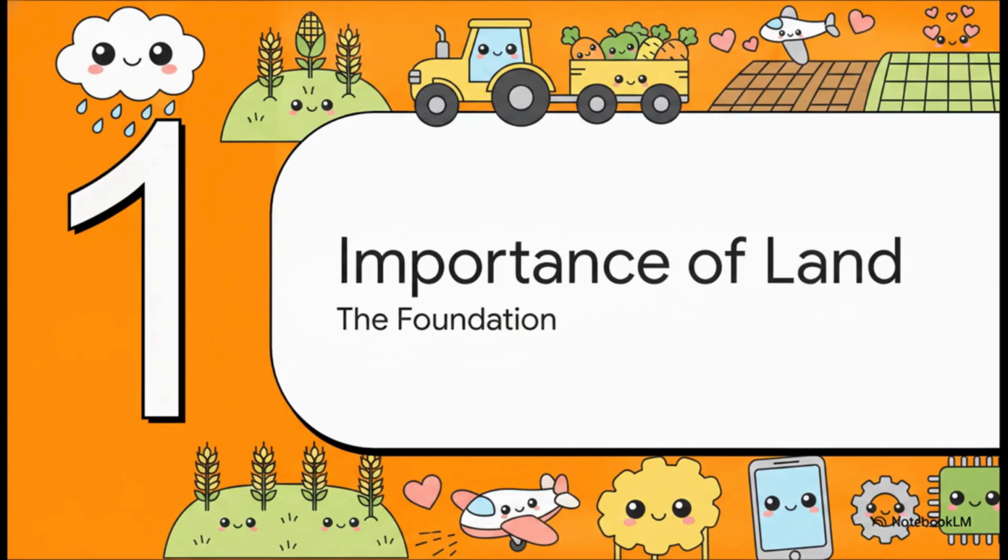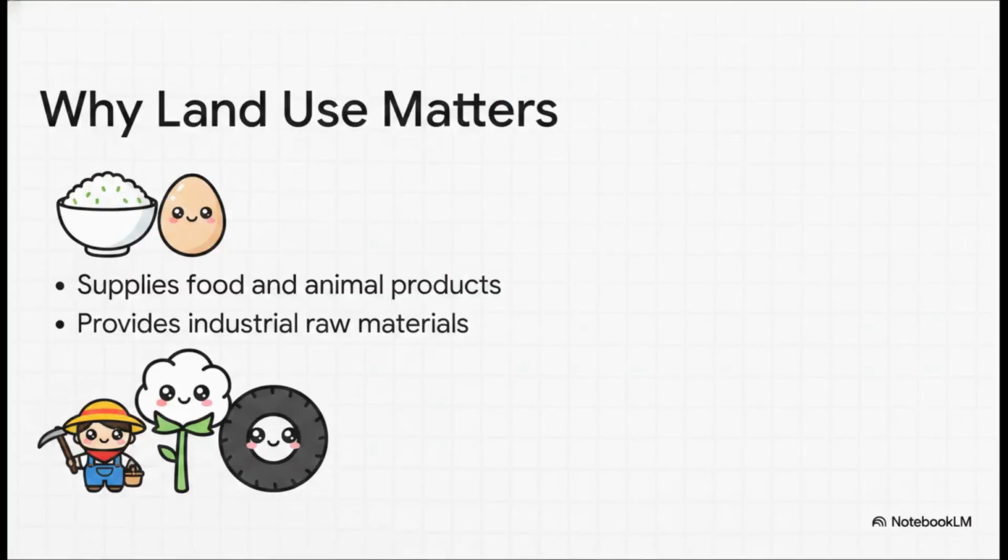Starting off with Section 1, the importance of agricultural land, which is really our foundation. Throughout history, human societies have gone through some massive industrial and technological revolutions. We've gone from horse-drawn carts to smartphones in our pockets. But despite all those massive long-term changes, agriculture remains our ultimate foundation. Without it supplying the world's food and animal products, well, humanity simply doesn't survive.